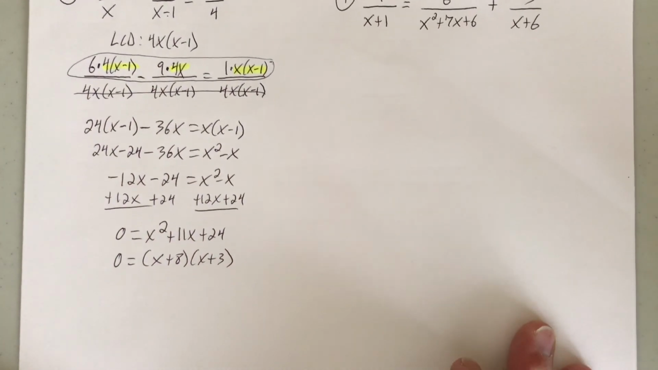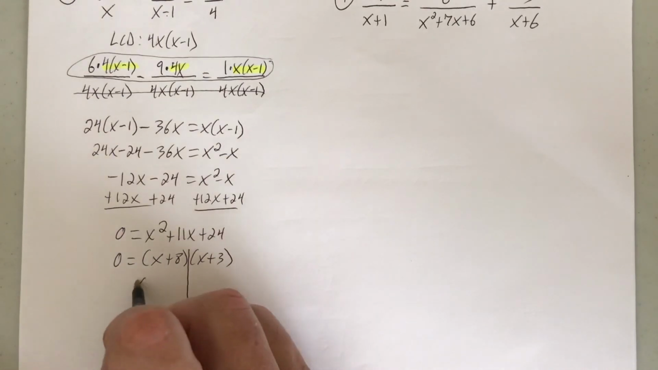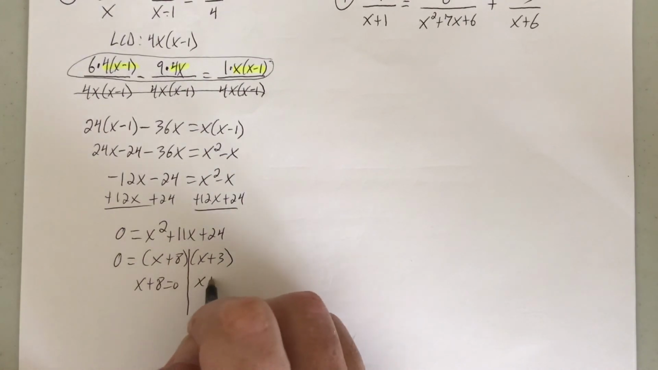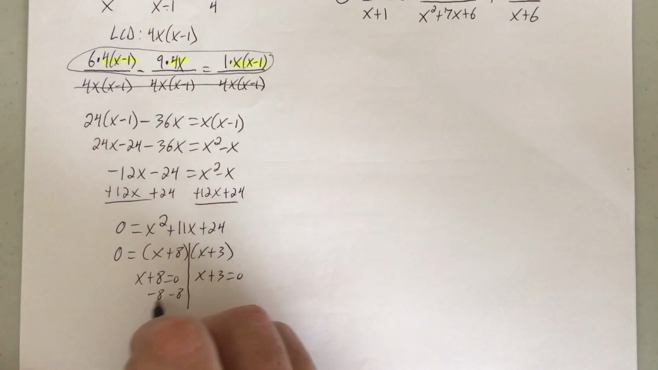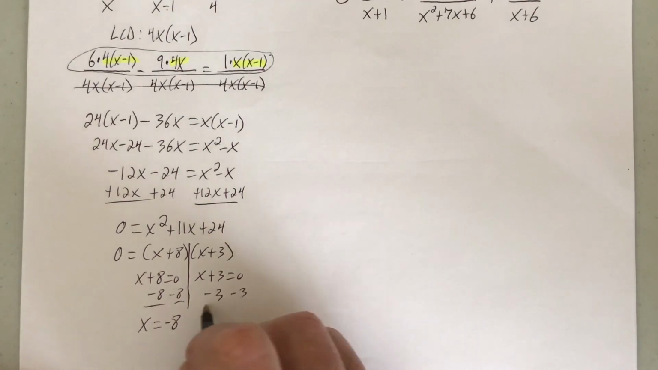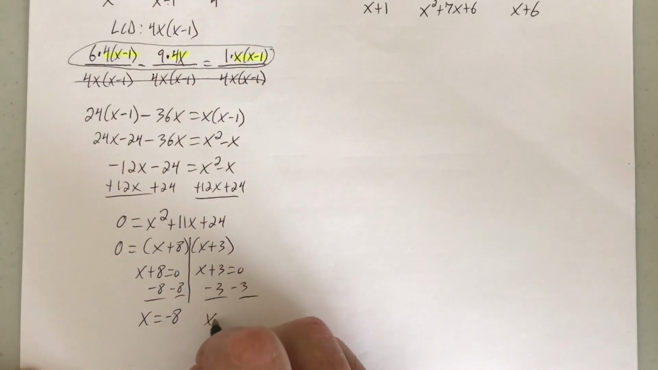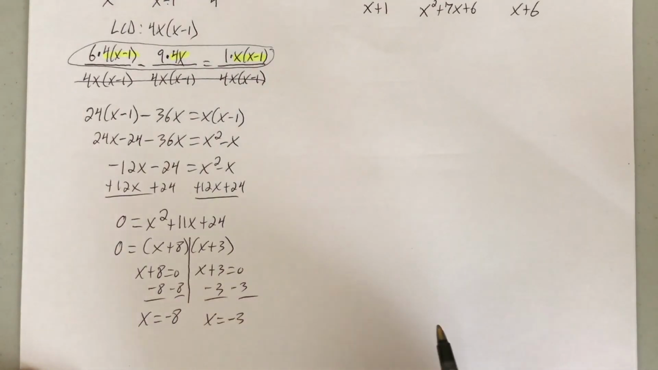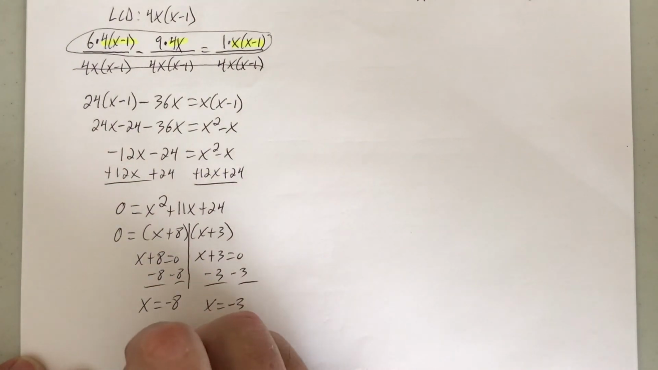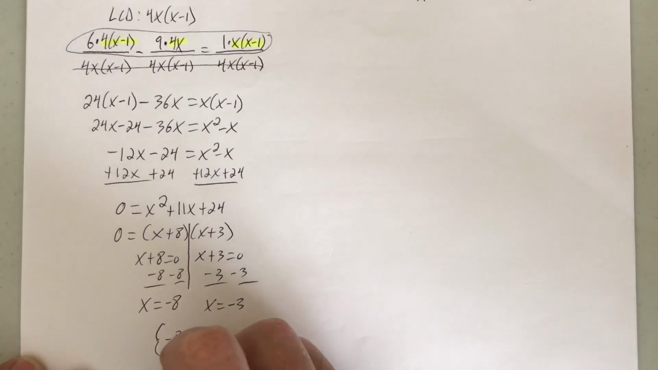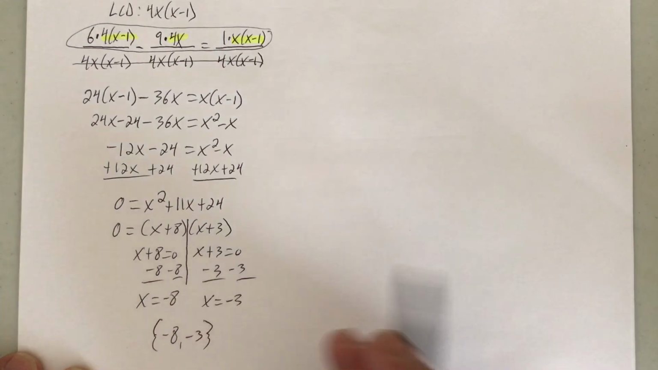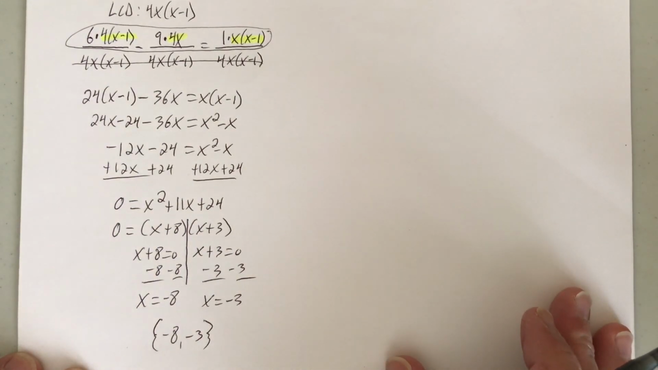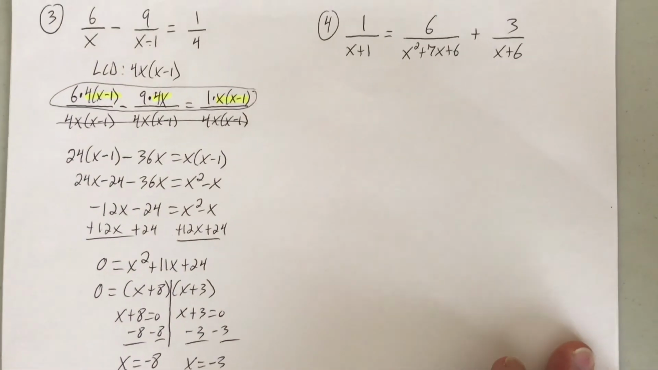And now, of course, I'm going to go ahead and just solve those. So you set each factor equal to 0 and solve. And then by doing that, subtract 8 here. I get x is equal to negative 8. And then over here, I get x is equal to negative 3. So then our solutions for this, negative 8 and negative 3. And of course, those are going to work. It's the same thing. These problems that we're doing, all these solutions are going to be true. So let's look at number 4 here.